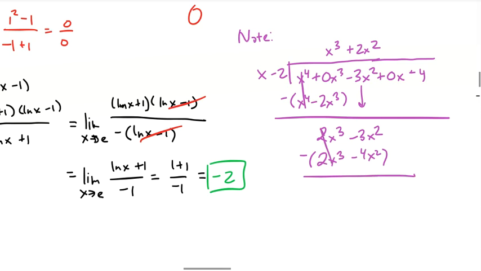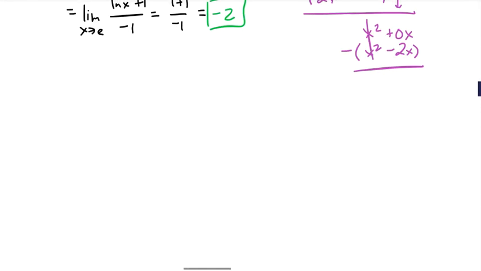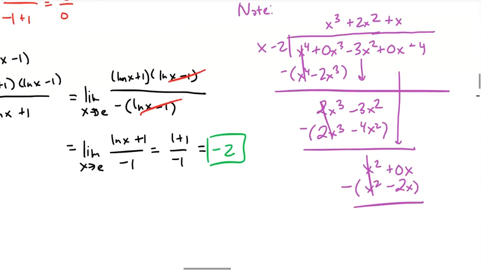These 2x cubes will cancel out, and we're going to have negative 3x squared plus 4x squared, which will be just x squared. And then from there, we can bring down this 0x. x squared over x will give me x. And then multiplying it out, x times x is x squared. x times negative 2 is negative 2x. And then we can cancel out these x squareds, so we're going to have 0 plus 2x because we have a negative 2x. So 0 plus 2x is just 2x.